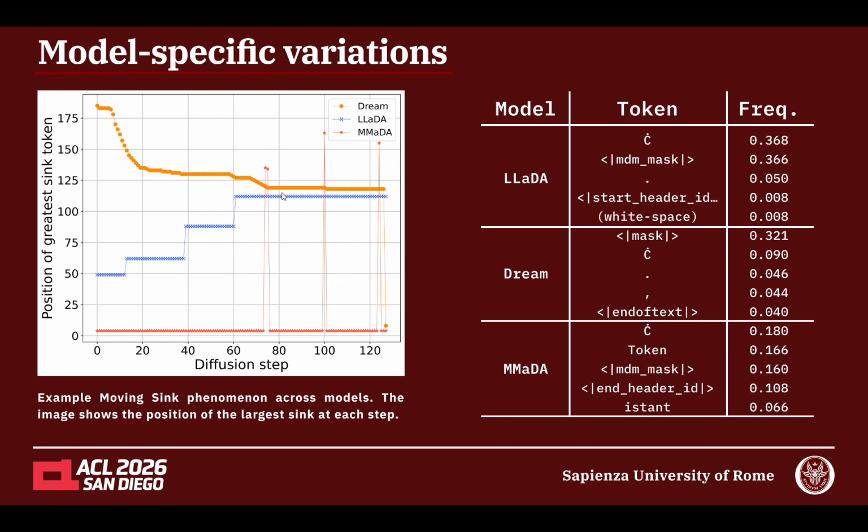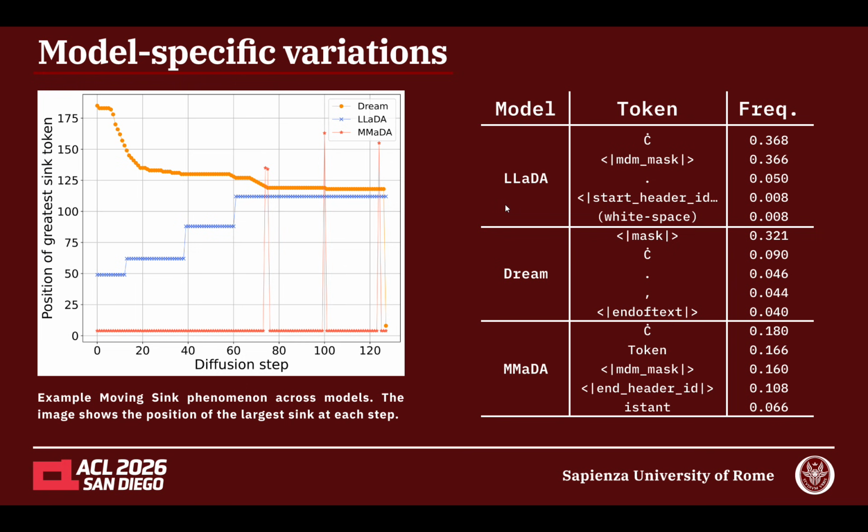Note that in this picture we are just showing the most important sinks for each model, not all the sinks. DREAM, LADA, and MADA have many sinks at each of the heads. It's not that there's only one, but the most important one in each of these models shows this pattern. And in MADA, we see a behavior that is pretty close to autoregressive models, because the sink token is mainly fixed across all steps, but it has some jumps, so it still moves.